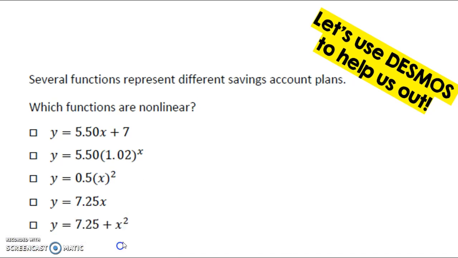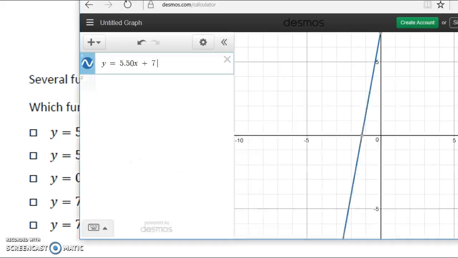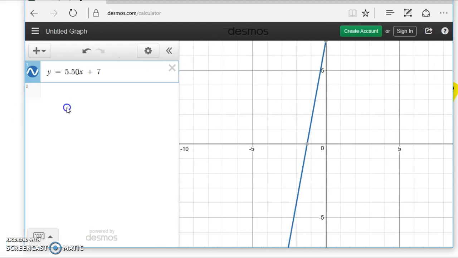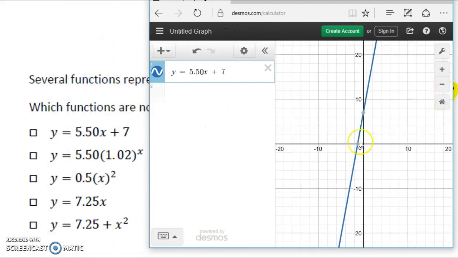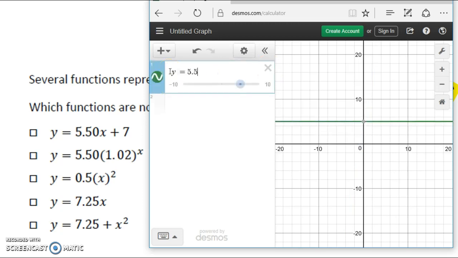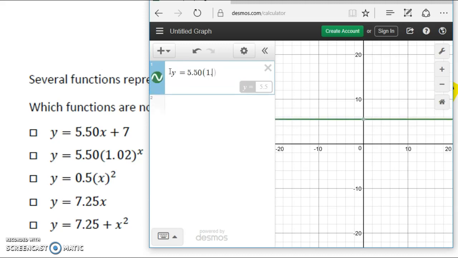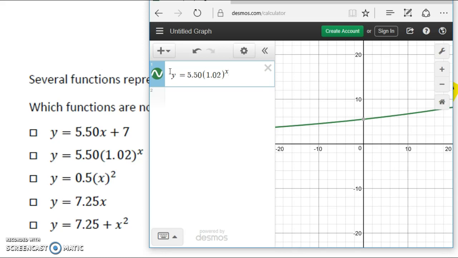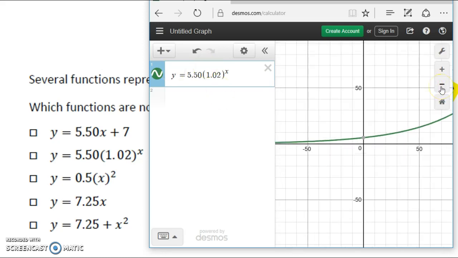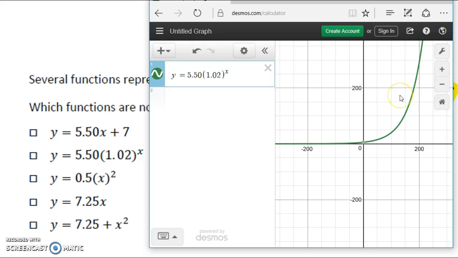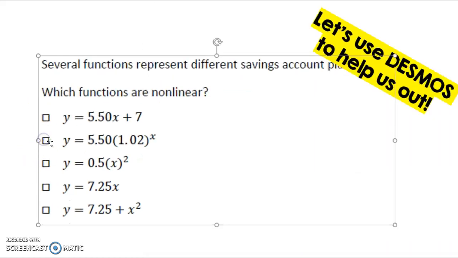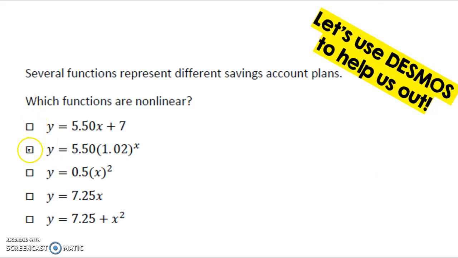All right, so hopefully you paused and maybe you used Desmos, maybe you didn't, but let's go ahead and check these out. So y equals 5.50x plus 7. That one is definitely linear. See that graph? It's a linear function. Let's try the next one. y equals 5.50 times 1.02 to the x. We'll probably have to zoom this out, but whoa, that is non-linear. So we would want to check this one off because it's asking which one's non-linear.